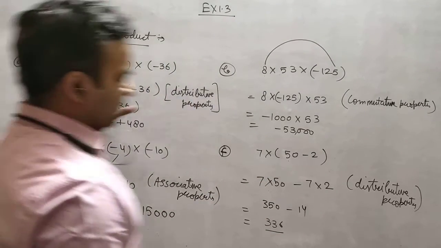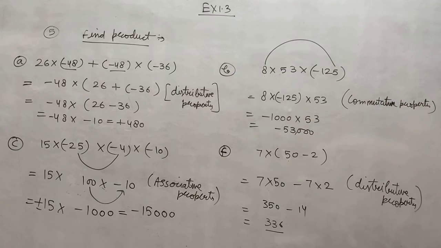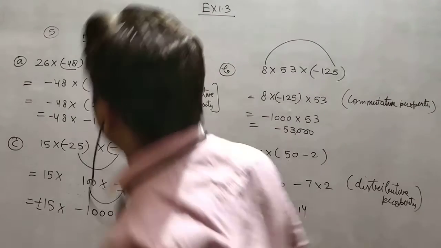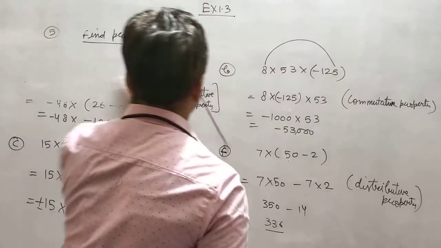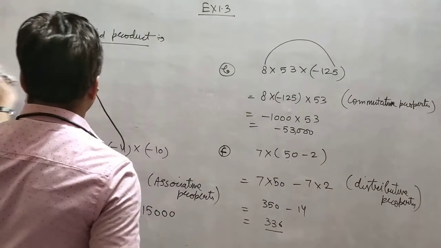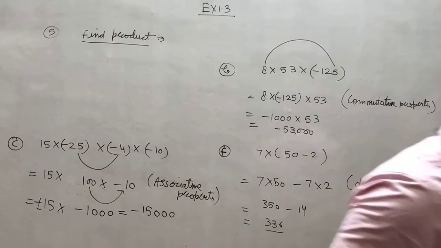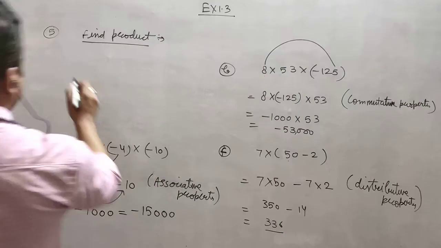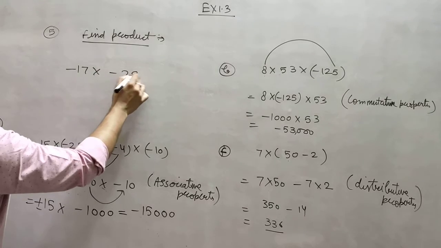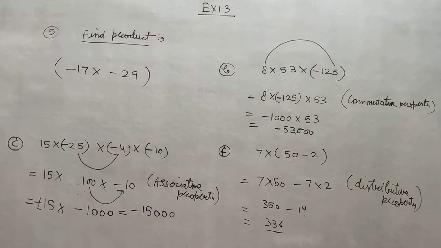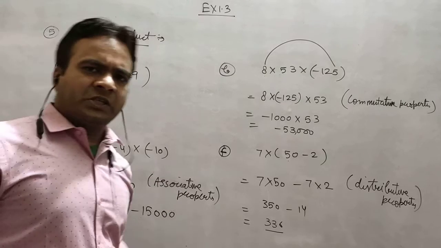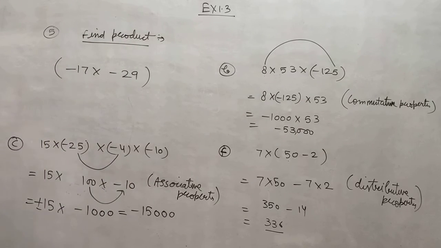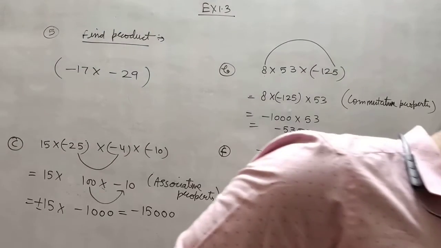So with the other parts of this particular sum, we can use different properties here. And there is one more sum, I think I should explain now so that you can understand that one also. There is one more sum, minus 17 into minus 29. So how will you find the product of these two numbers in the easiest way? This is the last part of this particular sum, the G part.